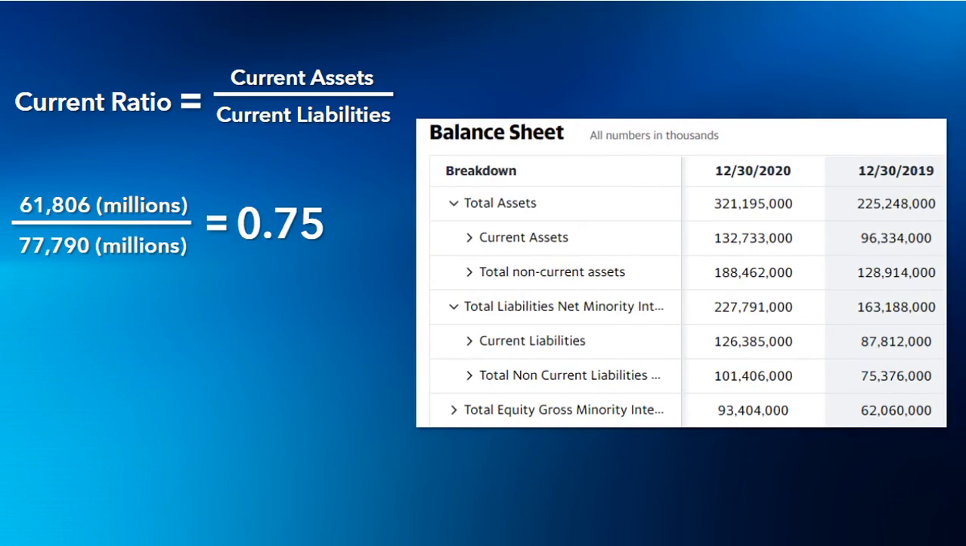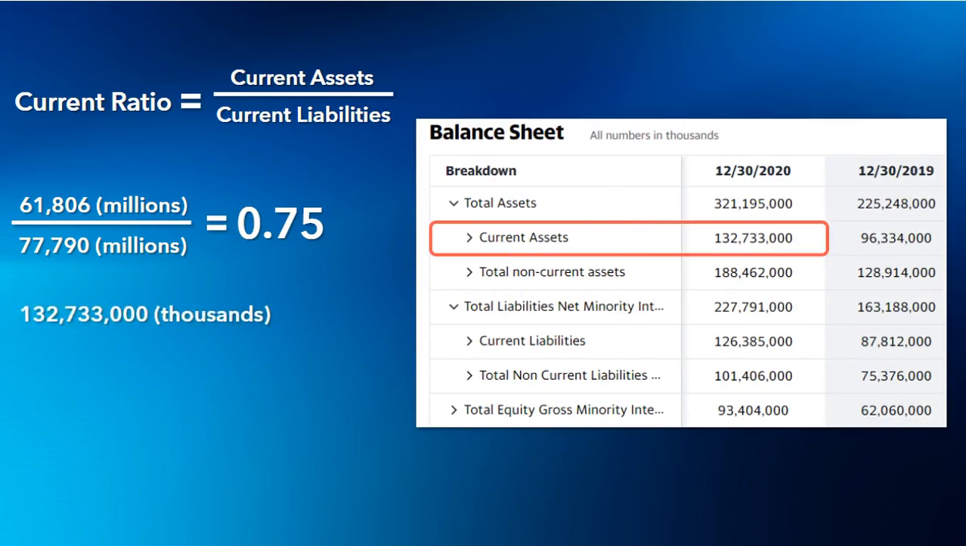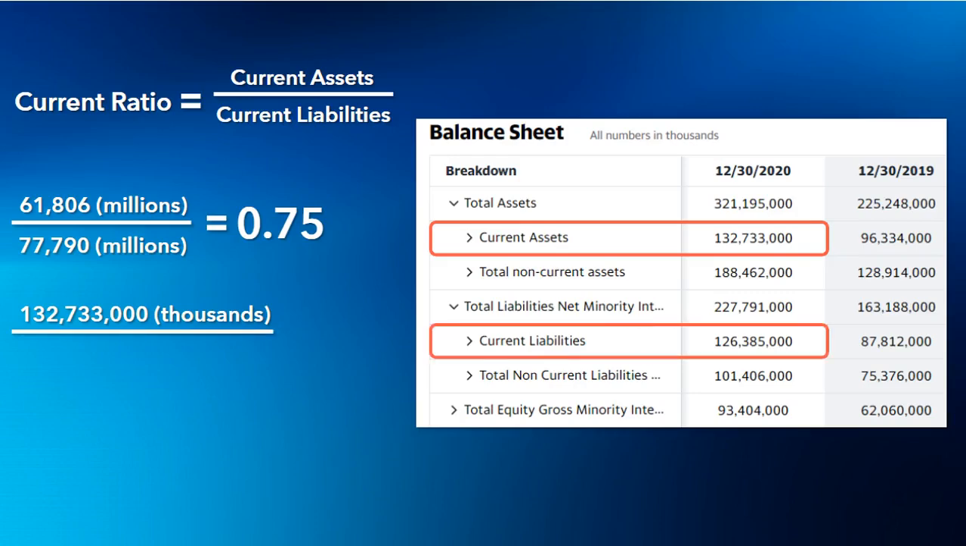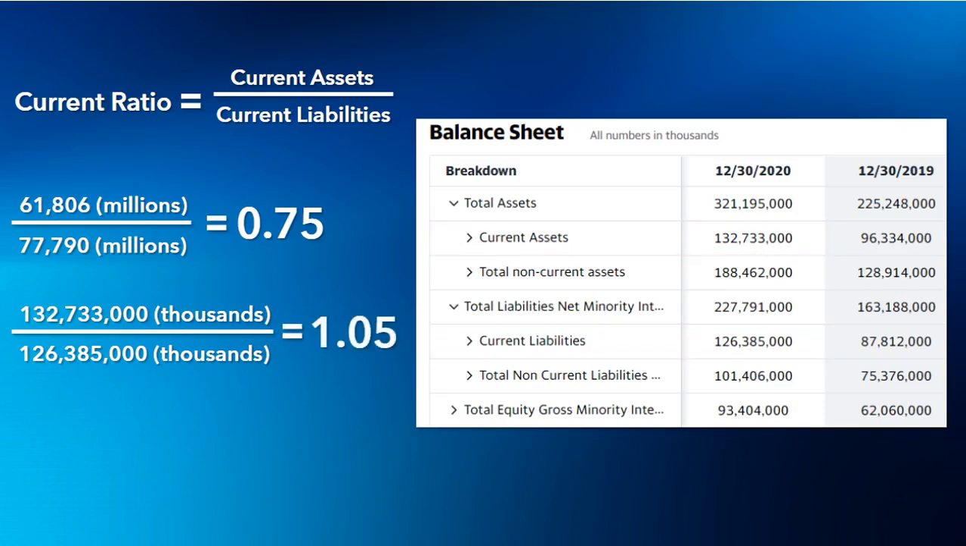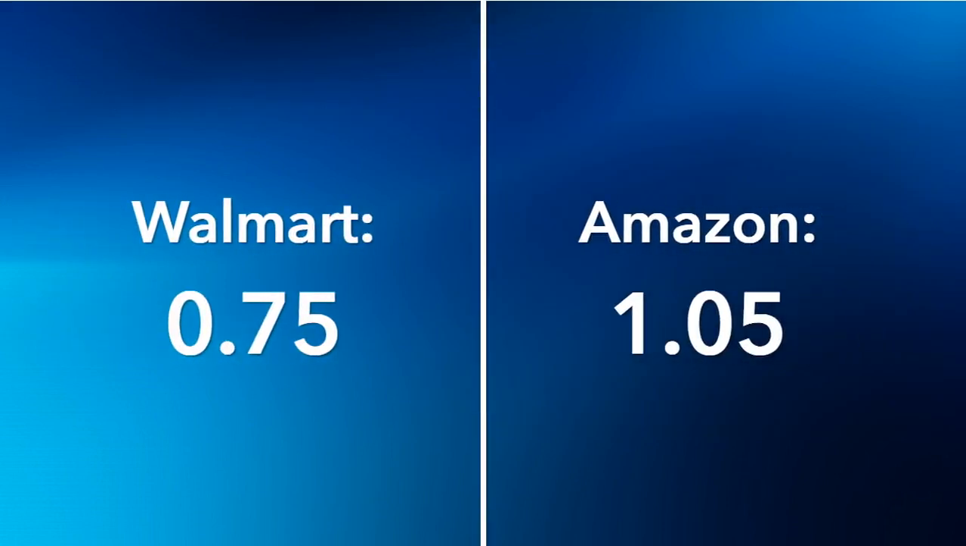From this balance sheet, we can see that current assets are $132,733,000 and current liabilities are $126,385,000. This gives us a ratio of 1.05. If we were to compare these ratios, we could conclude that Amazon has better liquidity management than Walmart, and that Walmart has a bigger stock of inventories than Amazon, and it would have to sell off inventory in order for it to fully pay its debts.